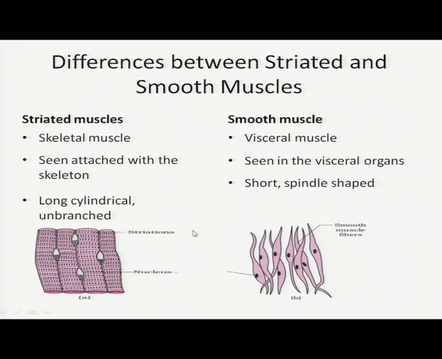Now, you can identify the differences between these two different types of muscles, striated muscle and non-striated or smooth muscle. Striated muscle is known as skeletal muscle because it is attached to the skeleton. Smooth muscles are known as visceral muscles because they are seen in the visceral or internal organs. Striated muscles are long and cylindrical and unbranched. Smooth muscles are short and spindle shaped.